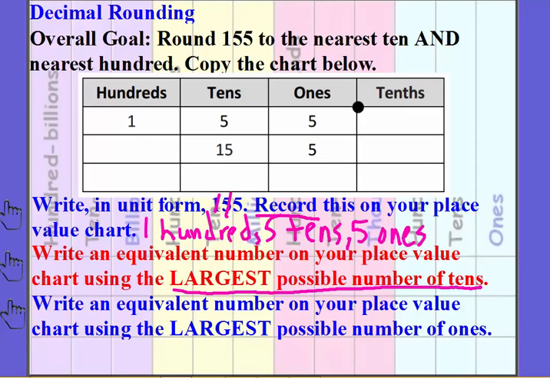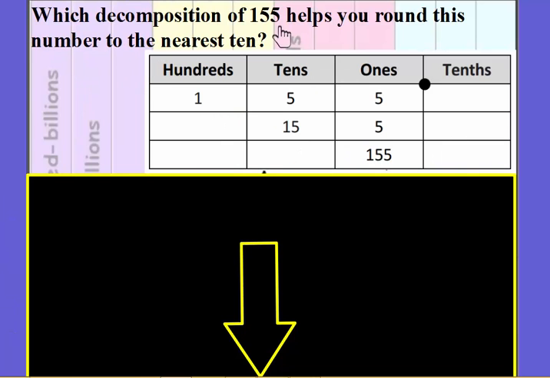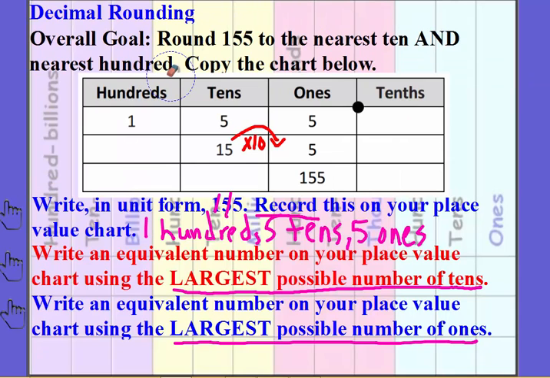Okay, so now our last one is write an equivalent number on your place value chart using the largest possible number of ones. Well, I see that I have 5 ones. In order to go from tens to ones, I need to make these into groups of 10. So I'm going to multiply by 10. So this will be 150 ones. And 150 plus 5 is 155. Okay, so let's use this information now to solve that problem of rounding to the nearest 10 and 100.